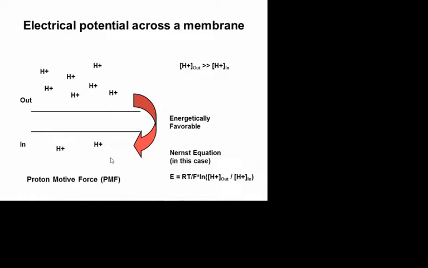So in general terms, this can be any ion, okay? It can be sodium, it can be potassium, but often it's protons: there's a proton gradient across the bacterial plasma membrane, and it's an important source of energy for bacteria. So this is the proton motive force.